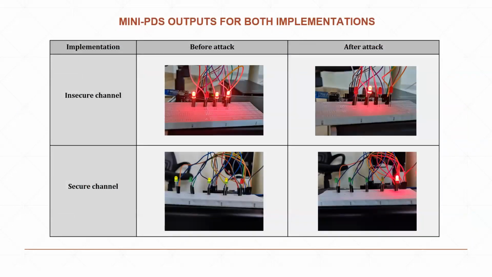We can see the comparison between the mini PDS outputs inside secure and insecure channels before and after attacks. So there is no mechanism to detect the FDIA attack in the insecure channel. Hence, we can never know if the data received is trustworthy or not. But the outputs are not allowed to mini PDS in the secure channel, and the attack is indicated by the flag bit, allowing the switching of operation of critical systems in the power grid to manual mode until recovery.